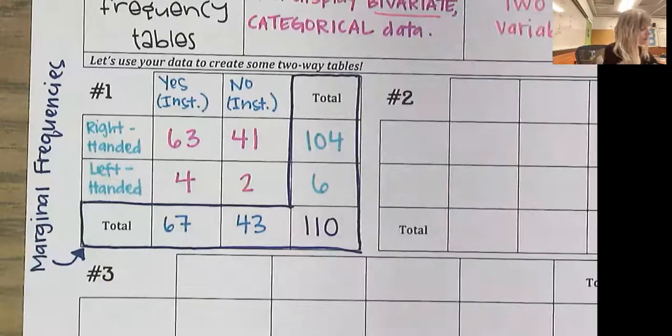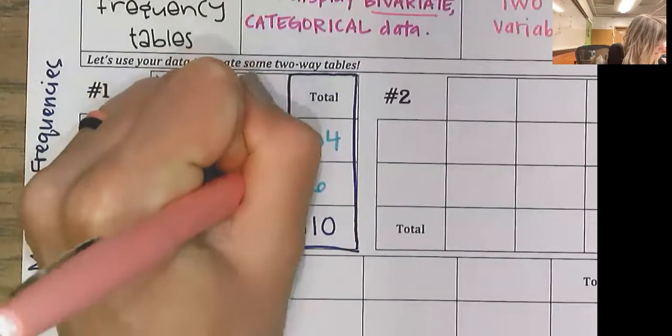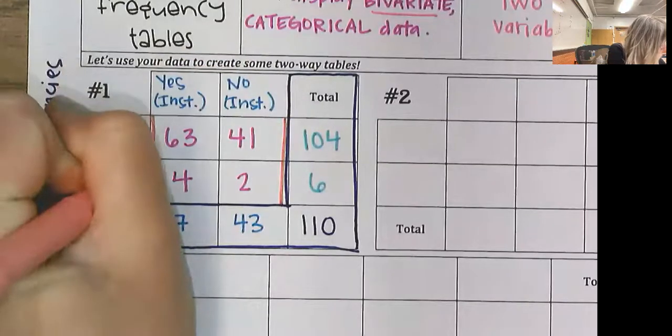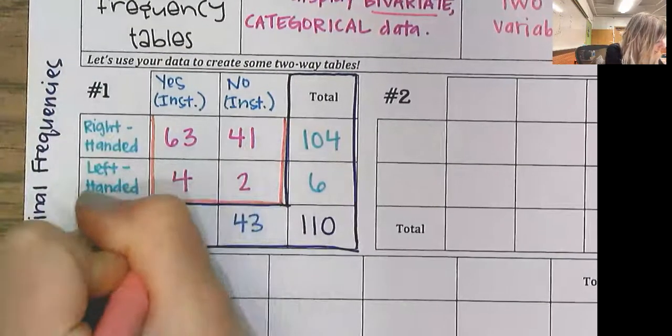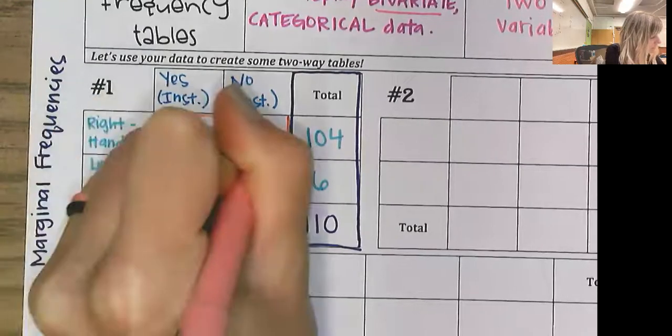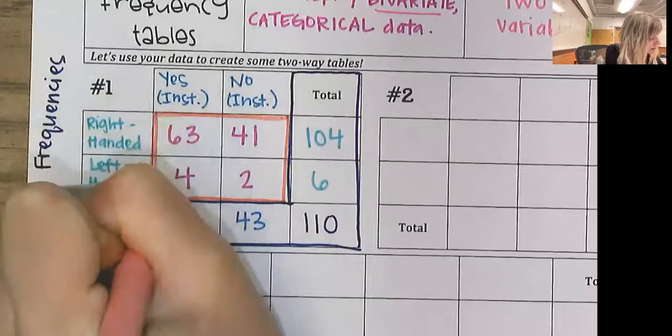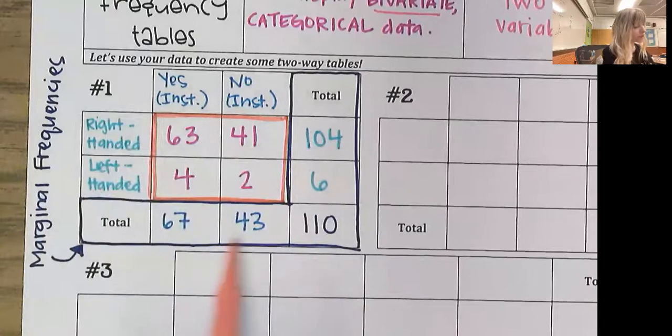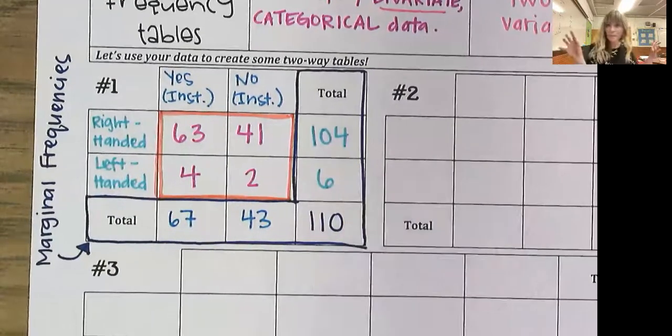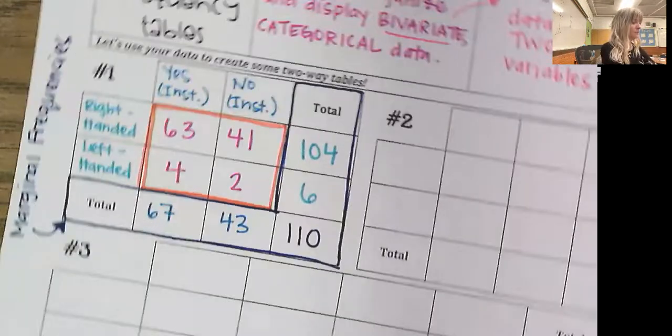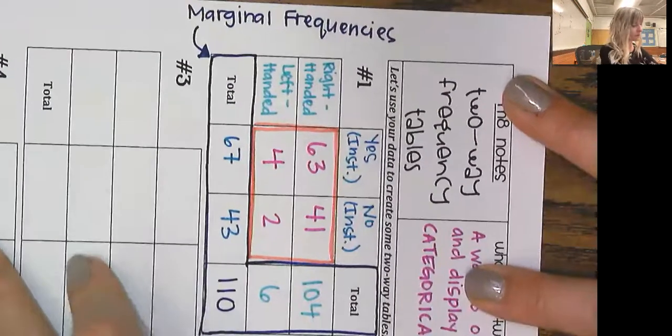But these in here are a little bit more interesting to us because they actually tell us bivariate information. The marginal frequencies are still only telling us one variable. Who plays an instrument and what hand do you write with? That's separate, one variable. So the marginal frequencies are still one variable. I'm going to turn my paper sideways again, and you can fit this in wherever you have room.